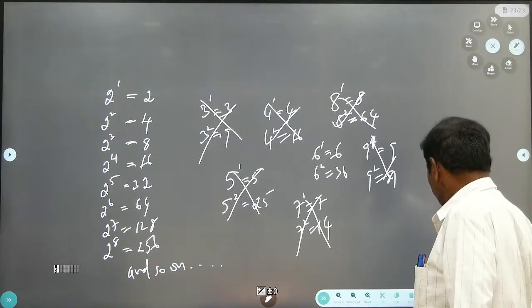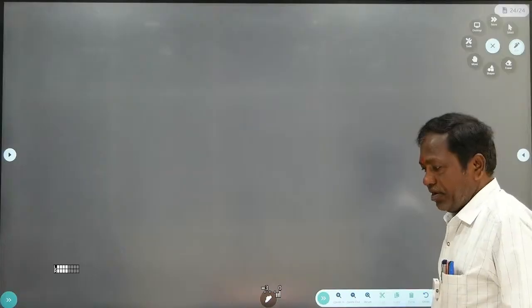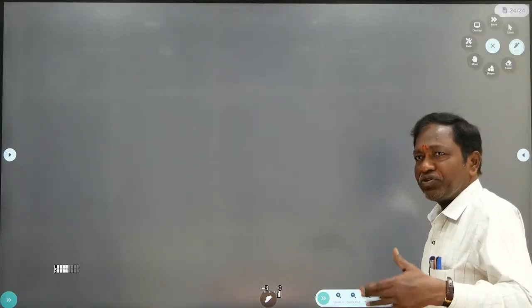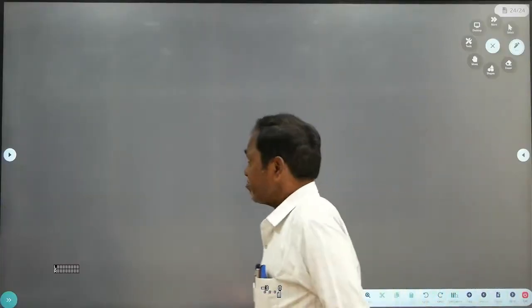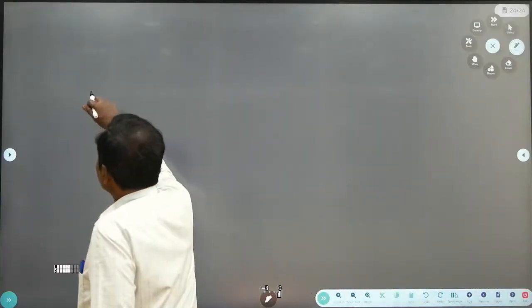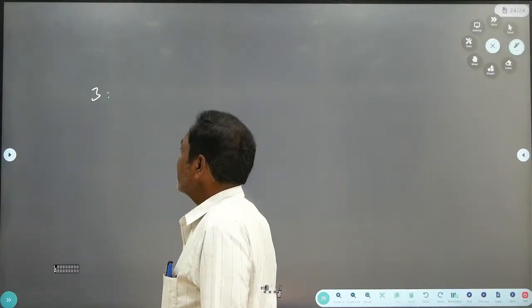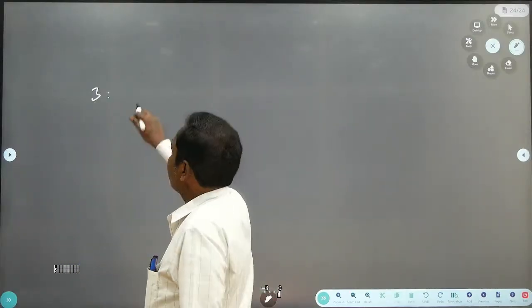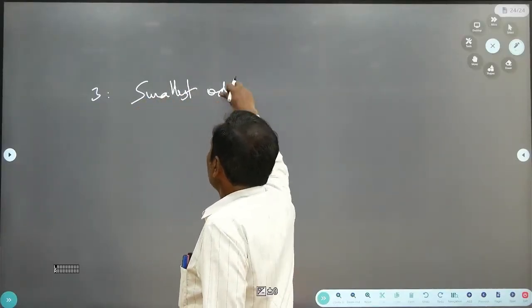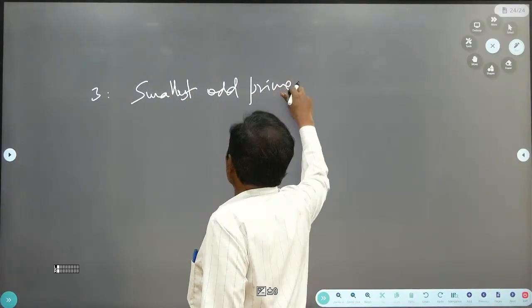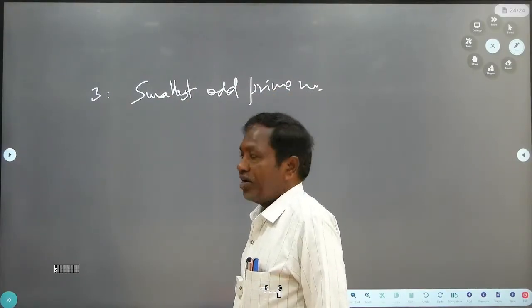Like that. Now, what is next to 2? 3. For 3, uniqueness of 3. The smallest odd prime number. What other properties does 3 have?